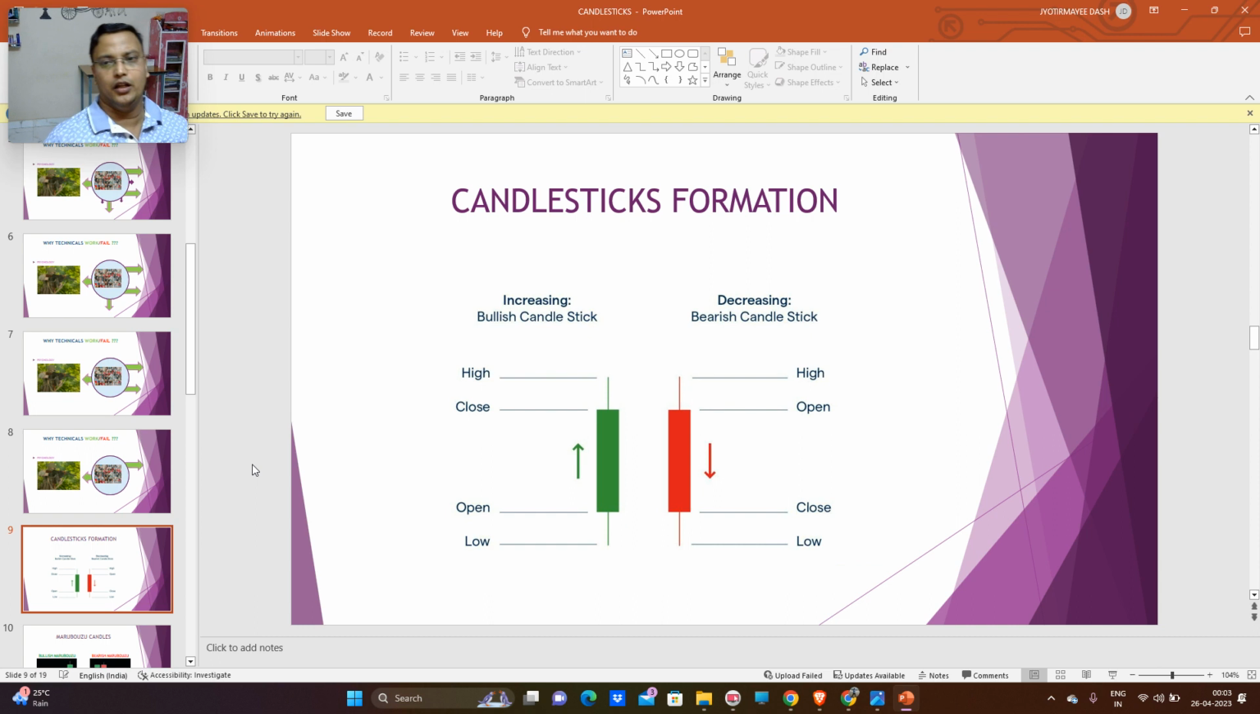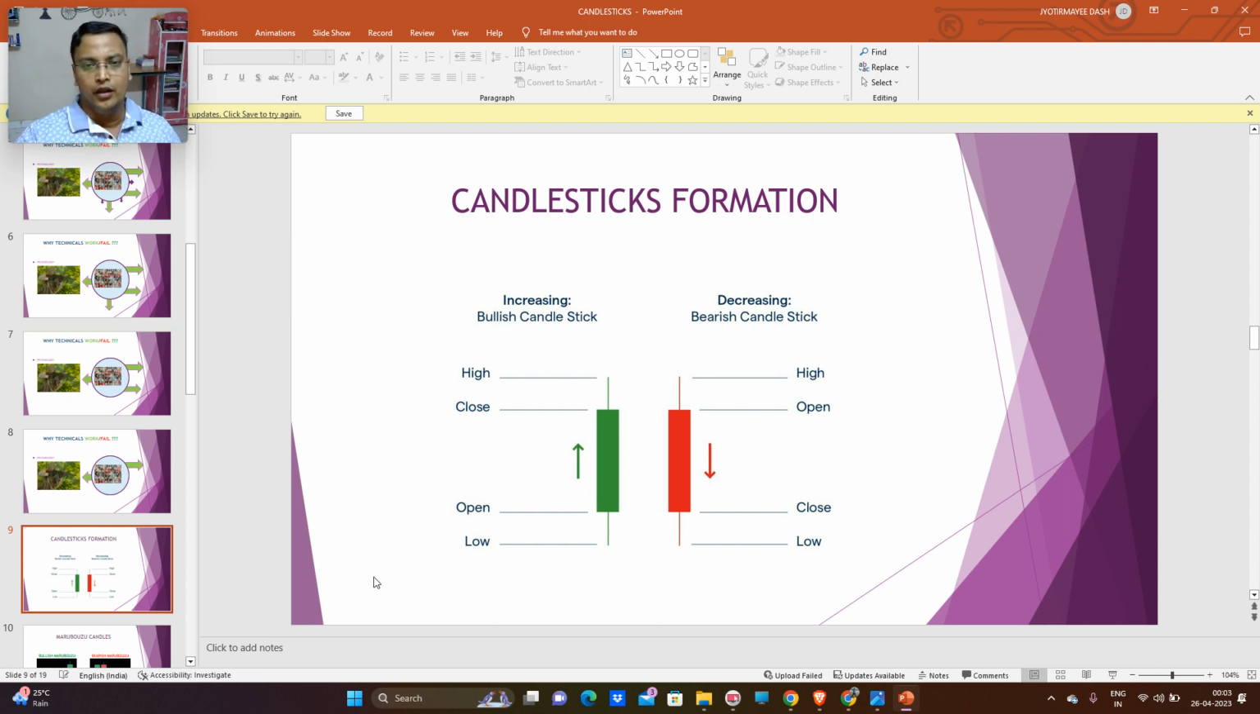Now, as we'll discuss candlesticks, this slide is very important. I'll try to make it as clear as possible, but suppose you do not get it in the first go, try to see this part of the video on candlesticks 2 or 3 times till it settles down, till you clearly understand it. Because our knowledge will be growing on this.